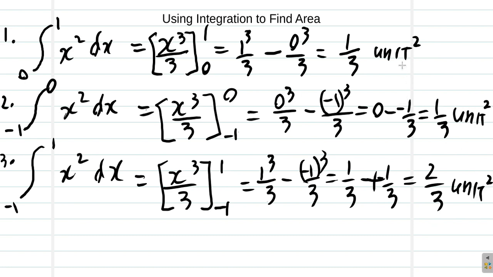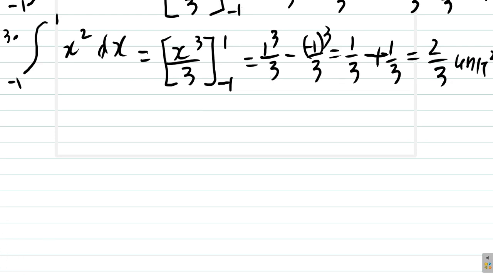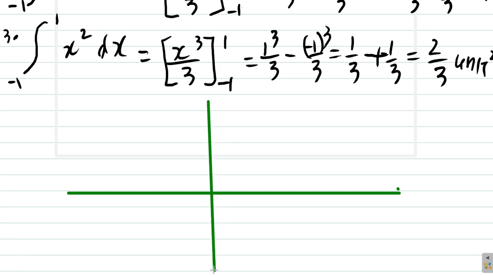All right. So you notice from 0 to 1 is 1/3. From -1 to 0 is also 1/3. But from -1 to 1 is 2/3, twice. Now, if we should take a look at what the graph of this might look like. This is our x-axis and our y-axis, and we're going from -1 to 1. The graph of y equal x squared would look somewhat like this, right?